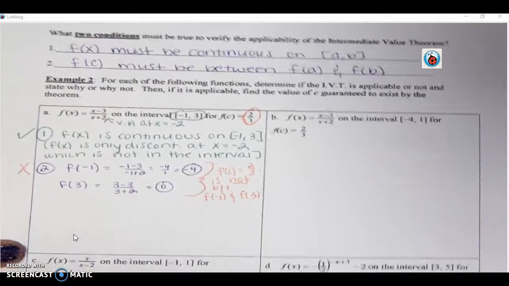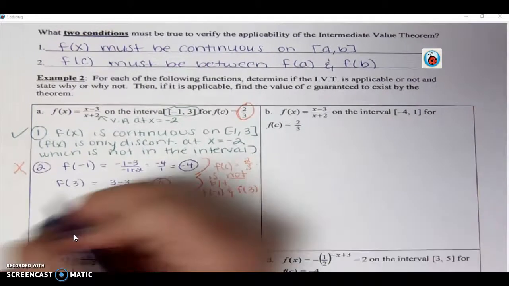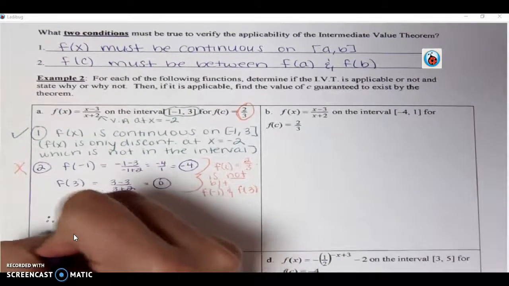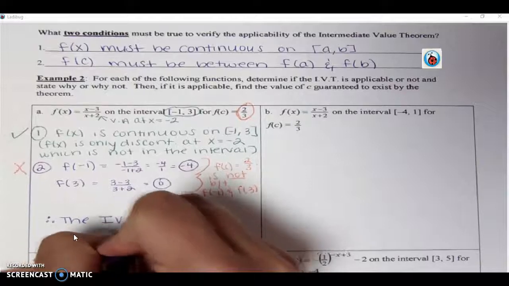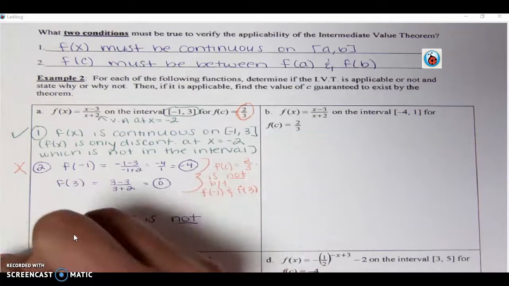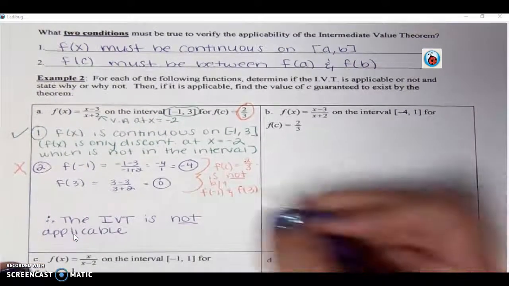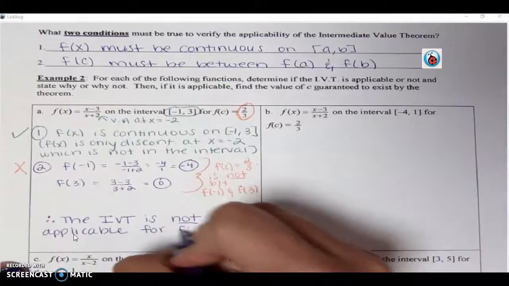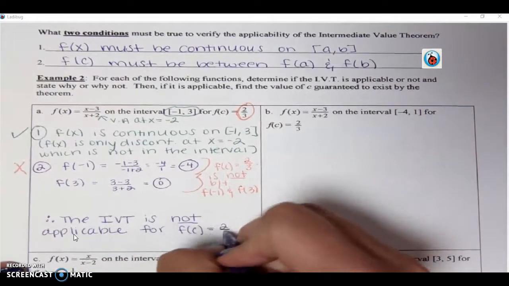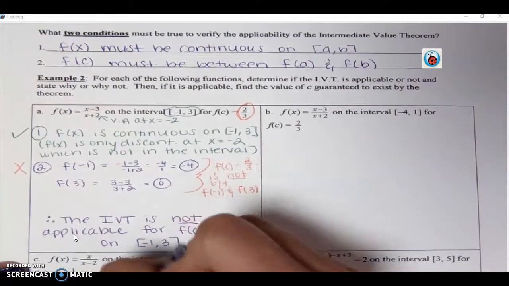Well, remember, if it doesn't work, that means that you stop, and that was the only second step. And now we're just going to make a statement. So the IVT, intermediate value theorem, is not applicable. All that means is you can't apply it for f of c equals 2/3 on the interval from -1 to 3.